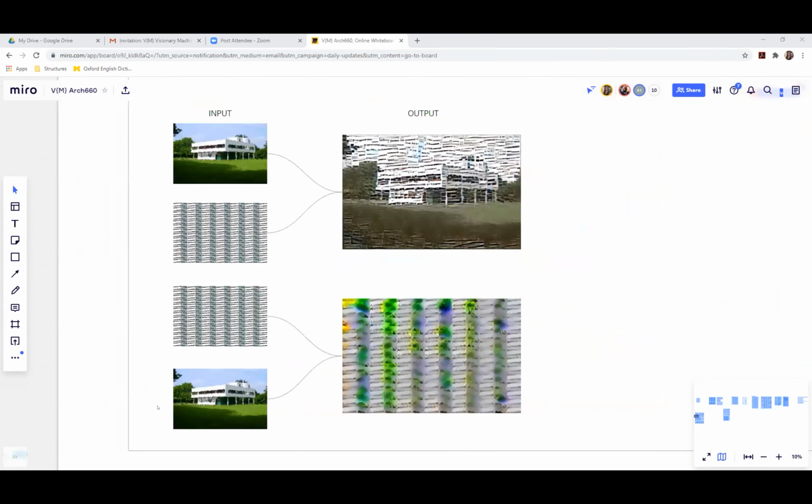And for this one, we were interested in reversing the input, reversing the style and content, to see if we could get a guess about what the neurons are doing. So yeah, it's a general sense.